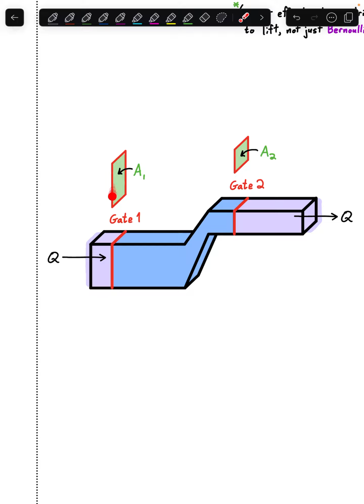You can picture this cross-sectional area, this rectangular area here at what we'll call gate 1, and then this smaller square cross-sectional area here at gate 2. And the blue fluid filling the space between gates 1 and 2, that's what we're going to call our system, with some other fluid, this purple fluid behind it, pushing the blue fluid forward, and this fluid in front of it pushing backwards on the blue fluid.